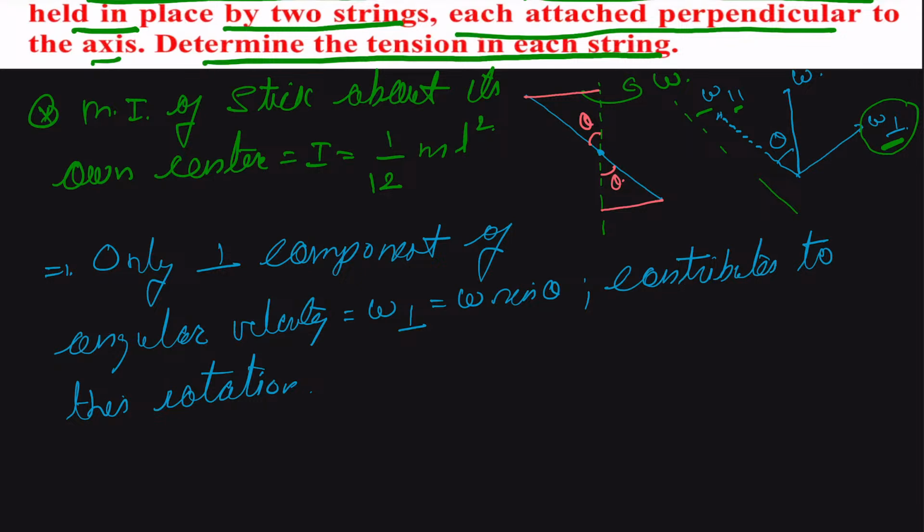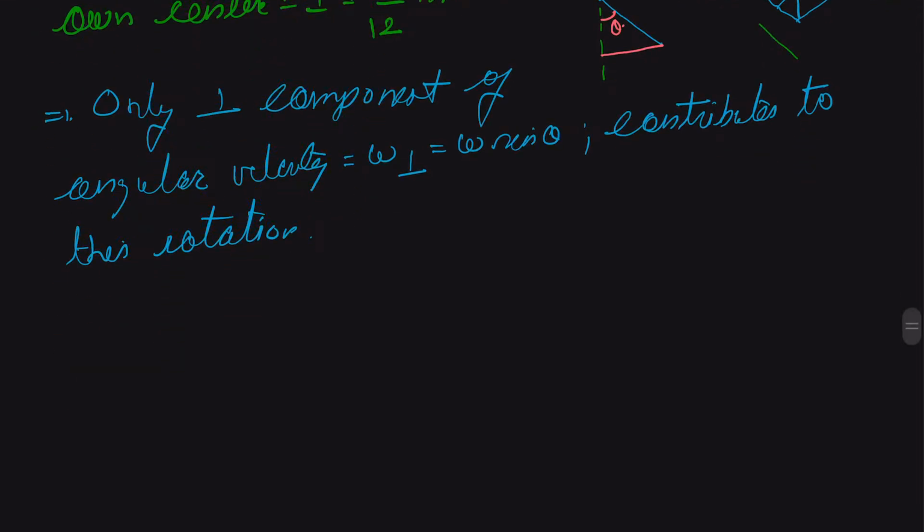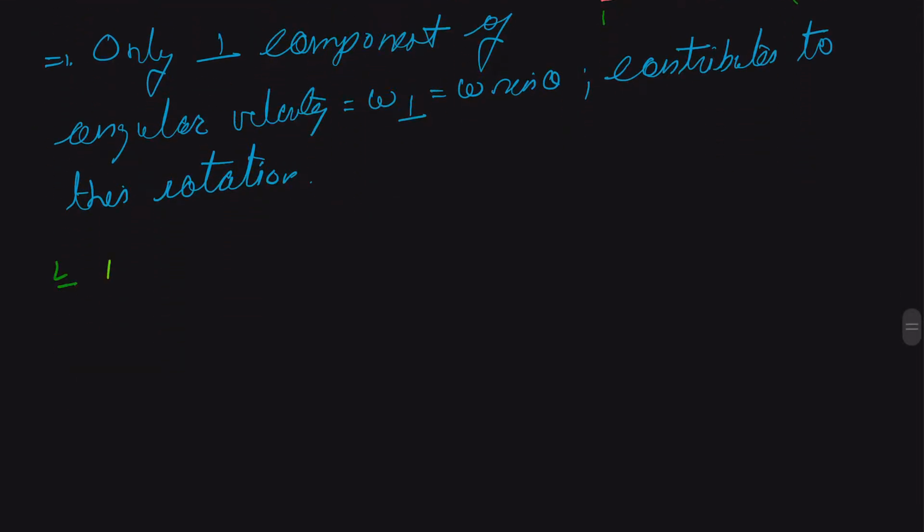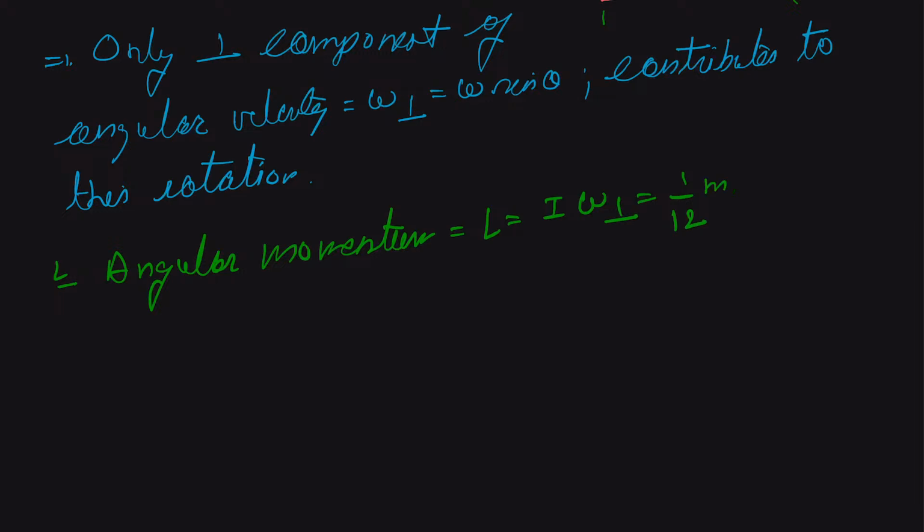Therefore, we can find out its angular momentum. So we can say our angular momentum, that is, L, will be equal to moment of inertia and omega perpendicular. So we get this as 1/12 ml² and we have omega sine of theta. Okay.